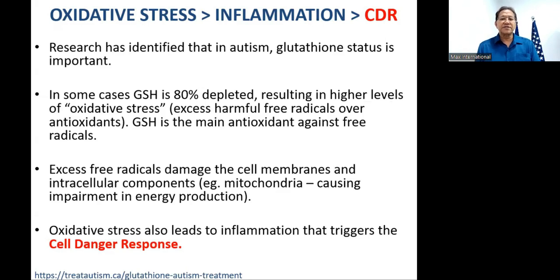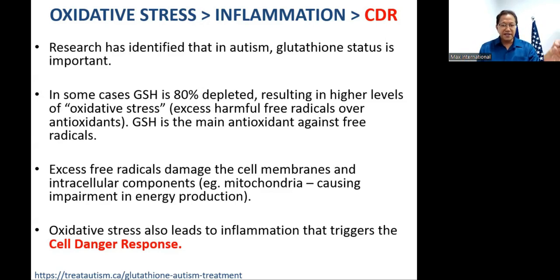Now, excess free radicals damage the cell membranes and intracellular components, for example mitochondria, causing impairment in energy production. Okay, so when you go into details, we just say oxidative stress, inflammation, but you go into more detail, what is the harm, what is the damage? The main damage is in the mitochondria, which produces energy. Okay, so without sufficient energy, the cell cannot function. And if the cell is the brain cell, then it's difficult to function.